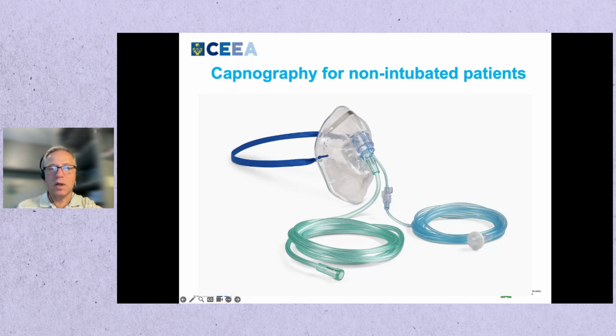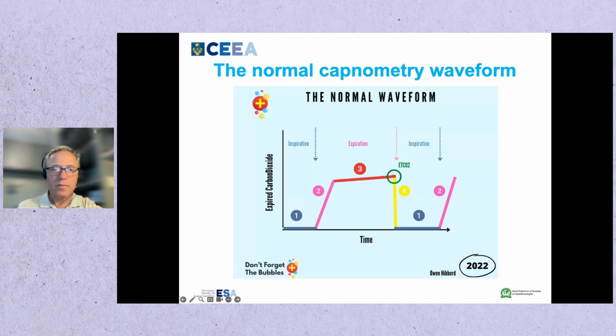This one is called Capnomask. It provides oxygen supply and contains the CO2 sampling line with the filter to capture the moisture at the machine end of the line. It can be used, for example, for sedation in many procedures like upper GI endoscopy, colonoscopy, operations under neuraxial anesthesia with or without sedation.